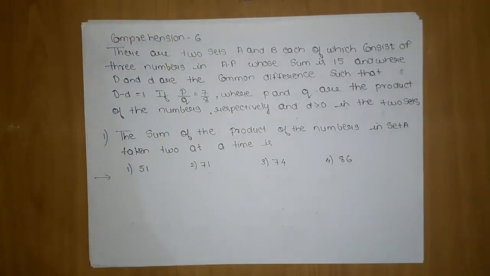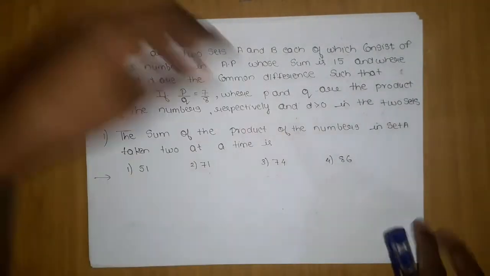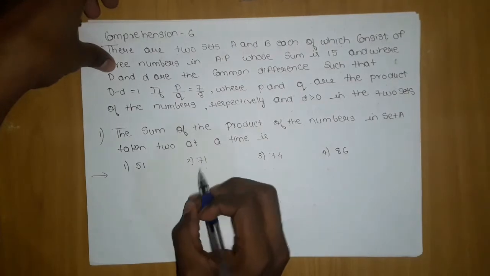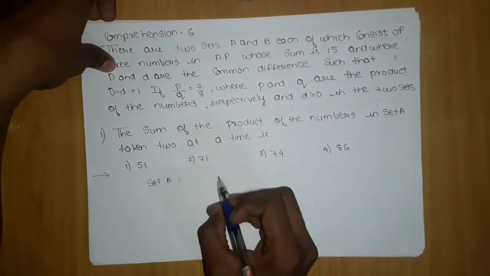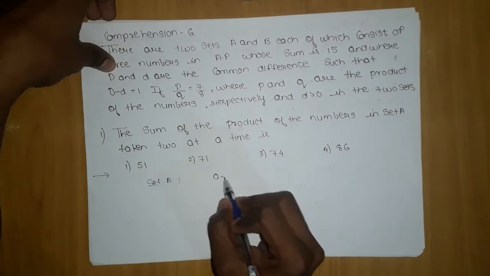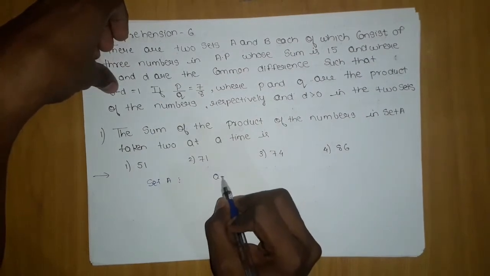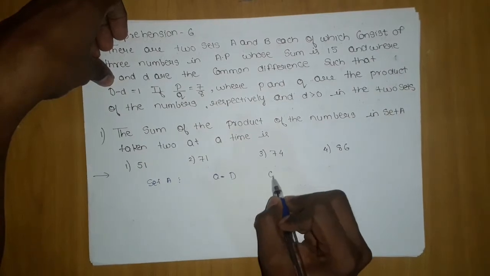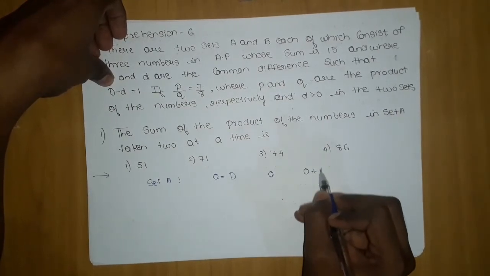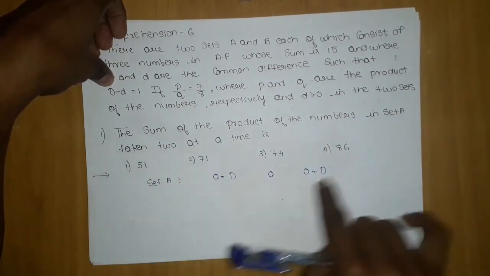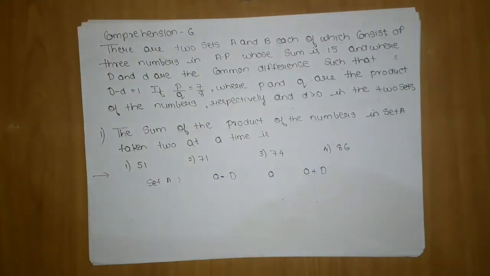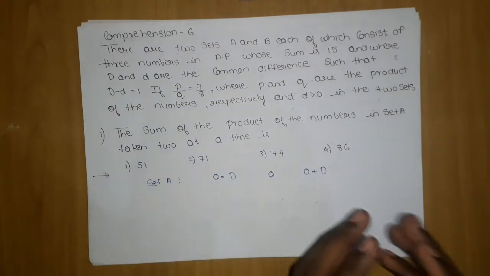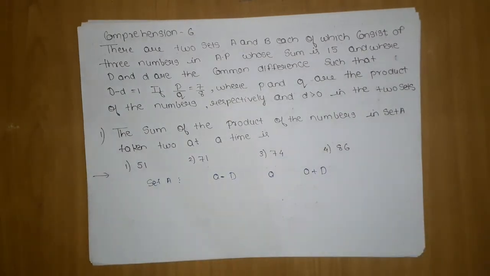Now they are telling that there are 3 numbers in set A and B. So let's assume in set A the 3 numbers should be in AP. So I will take A minus capital D, A and A plus D. Why didn't I take A, A plus D, A plus 2D, like that? You should think like that.